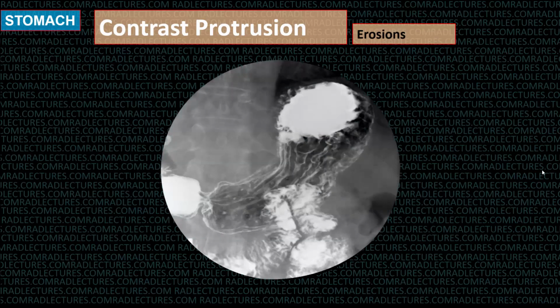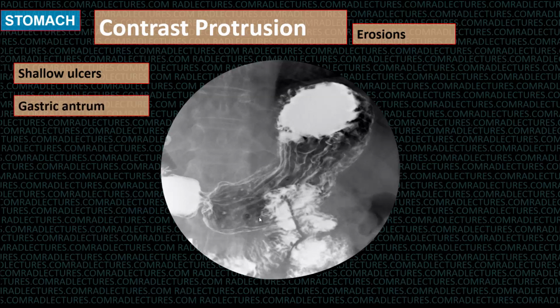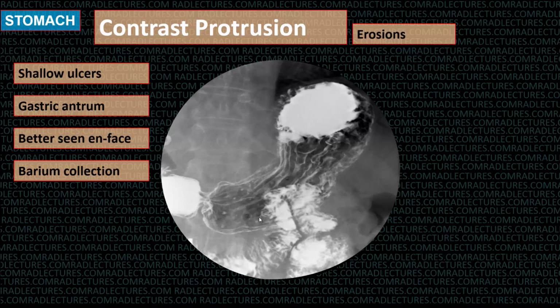Erosions of the stomach, you have to be able to diagnose these. They are shallow ulcers, less than 2 millimeters in depth. They do not invade, they do not go into the muscularis of the stomach, they are only in the epithelium. They are most likely to occur in the gastric antrum, especially when there is antral gastritis, and they are better seen on face as barium collections. So you can see them here. All these are gastric erosions.